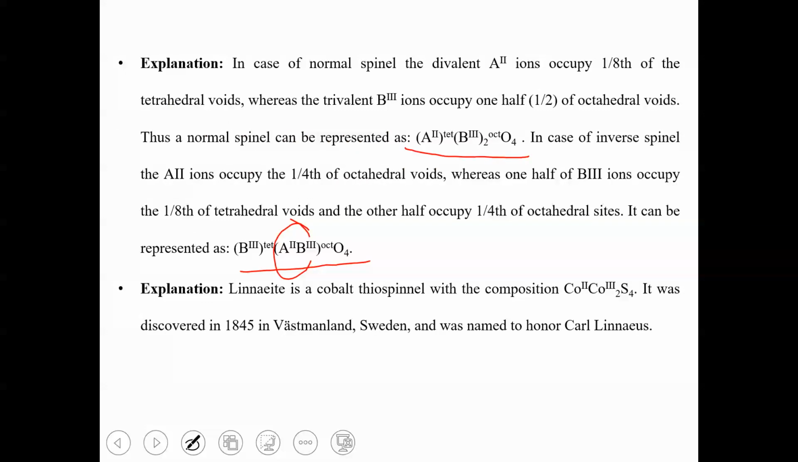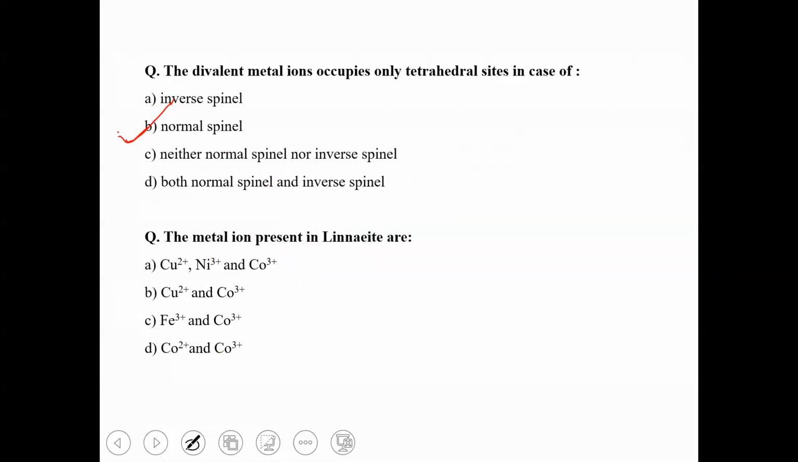Okay, and the metal ion present in linnaeite. It is basically a thiospinel with the composition of this, with cobalt metal in plus 2 and plus 3 oxidation state. Okay, so it was discovered in 1845 in Sweden by this man, Carl Linnaeus, in Västmanland. Okay, so it is having cobalt plus 2 and cobalt plus 3.